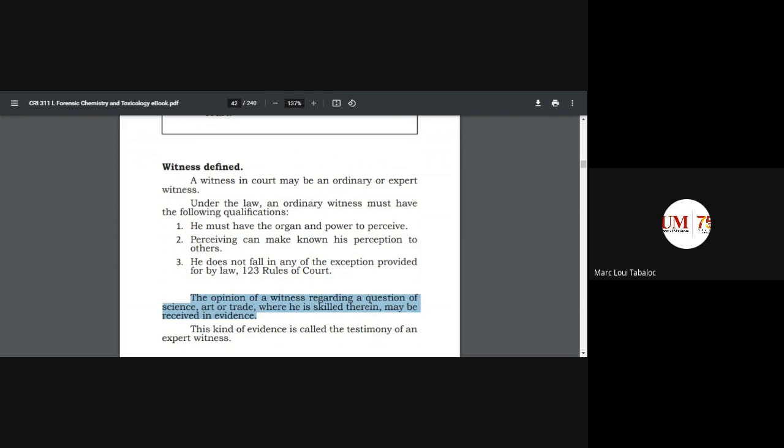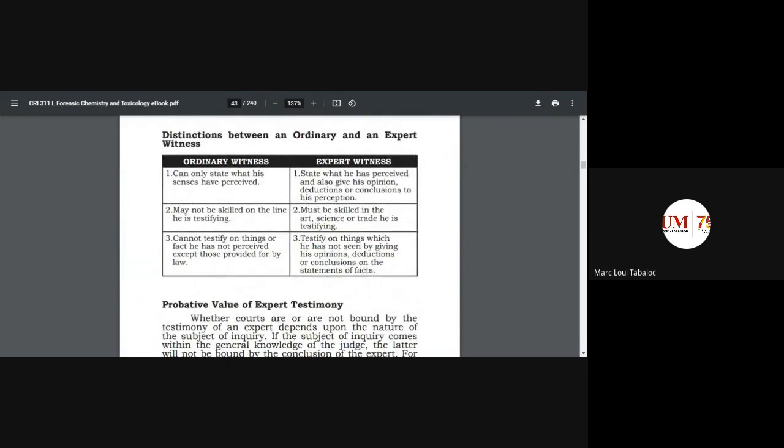So yung testimonies niya with regards to his expertise or yung skills niya with his expertise, of course, matatanggap as basis of expert witness. Okay? Yan. So yan yung expert witness. Next, we have the distinctions between an ordinary and an expert witness. Okay? We have there a comparison table. So first, ordinary witness. Okay?